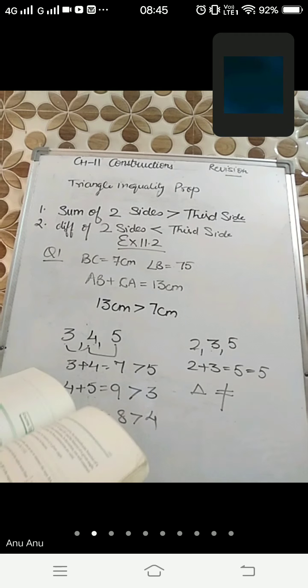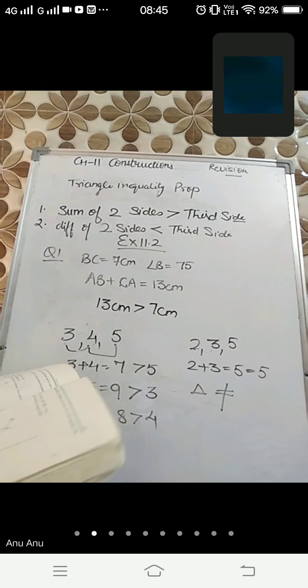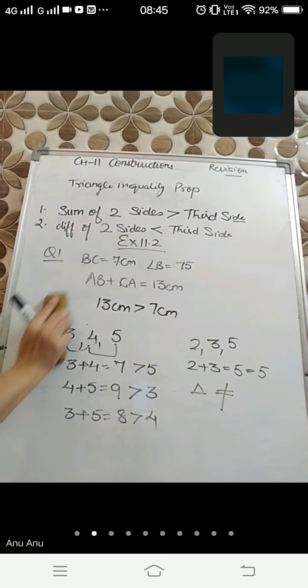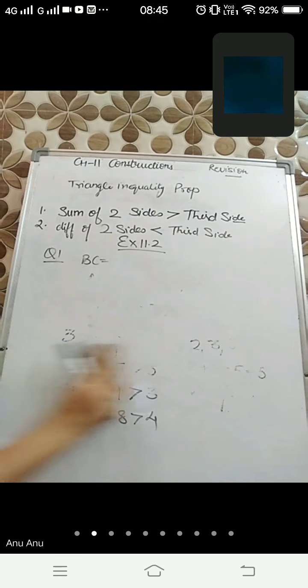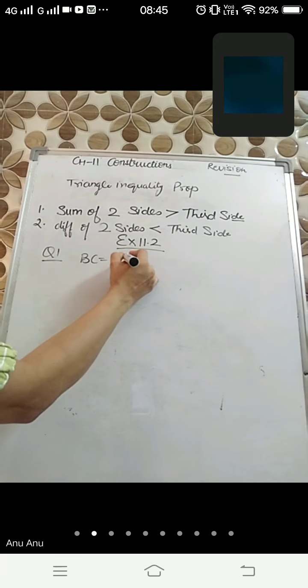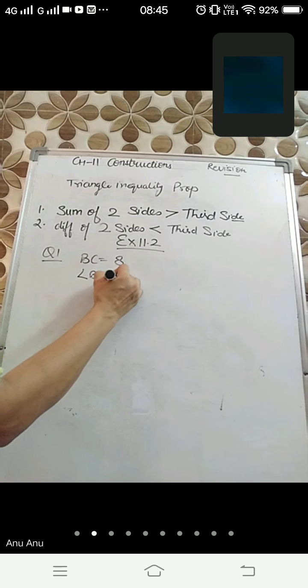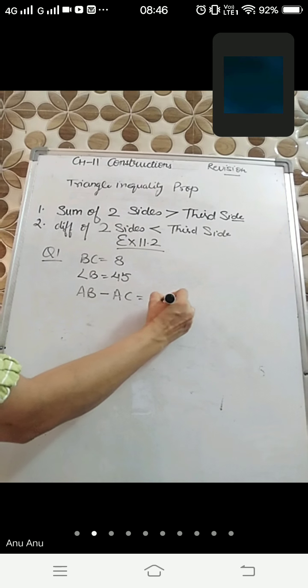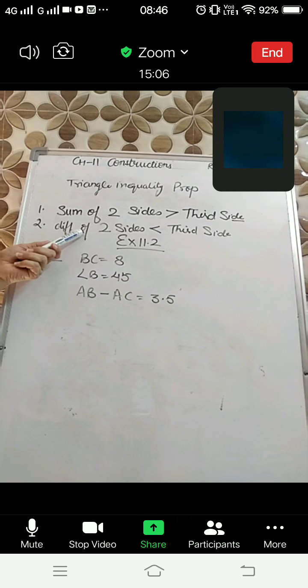In the exam, I think question number 2 of the same exercise is given. I'm writing the statement. You can check out the second concept based on this. BC is 8 centimeter, angle B is 45, and the difference of two sides is 3.5. Now you can check this concept based on this. Hurry up, check it out.